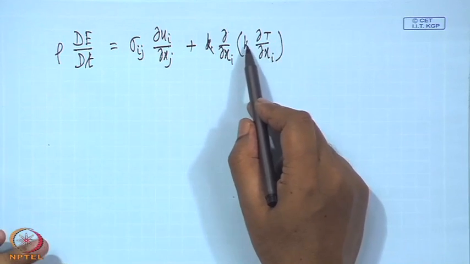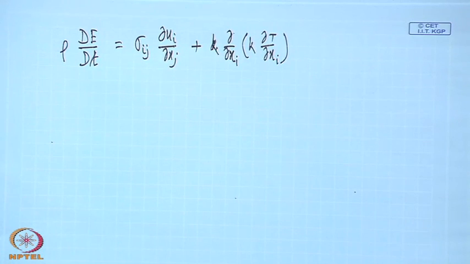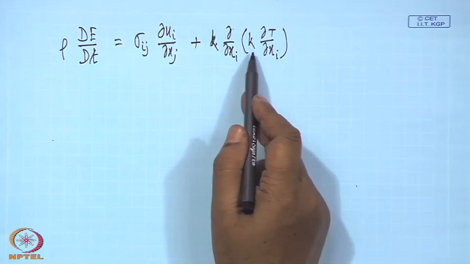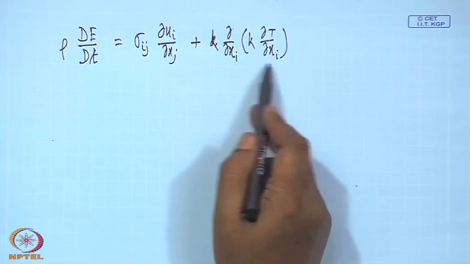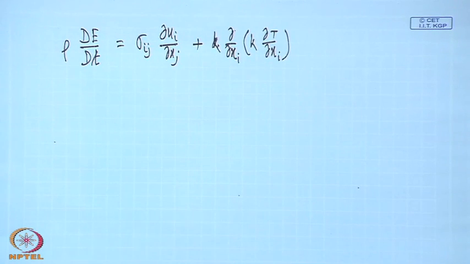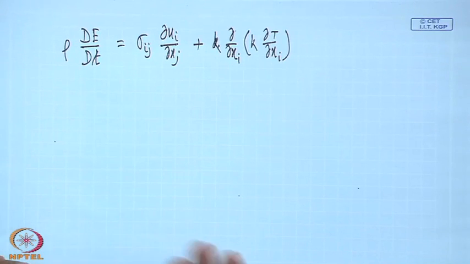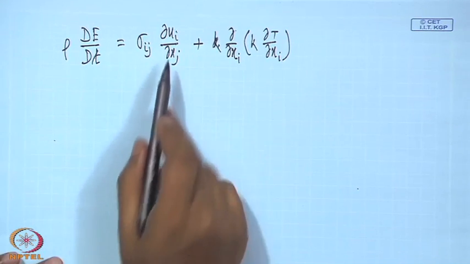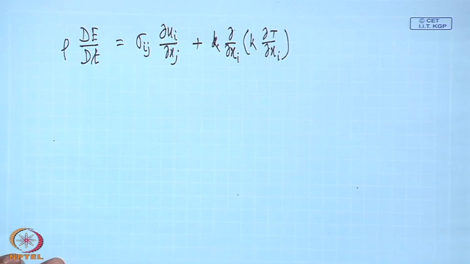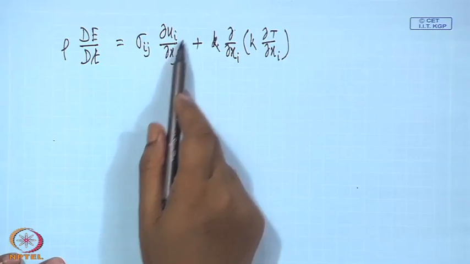Like coefficient of viscosity, this coefficient of thermal conductivity is also a function of temperature, and in case it can be approximated as constant, then this k will come out and this will become simply the Laplacian of temperature. Okay. Let us forget that. Now, let us come to the first term, sigma ij du i dx j.